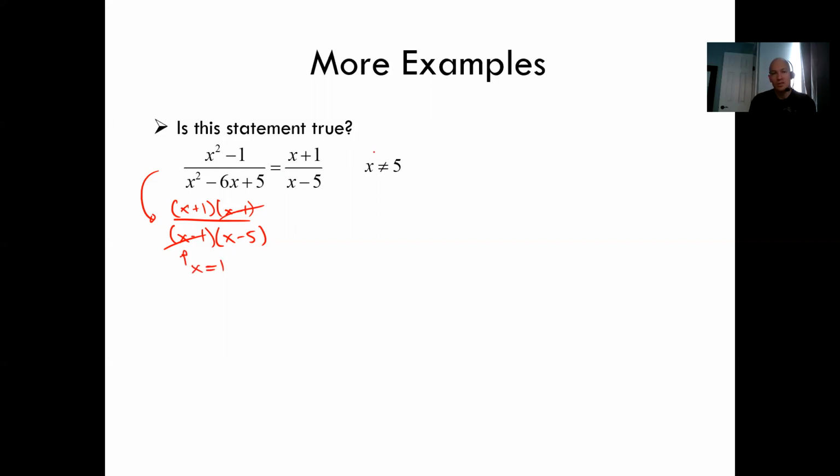So was this statement true? We can see the simplification looks good. x plus 1 and x minus 5 are what's left over. But what's missing here? We also have to say x cannot be 1. So I guess the answer to this would be false. We need the non-permissible value x cannot be equal to 1 as well.